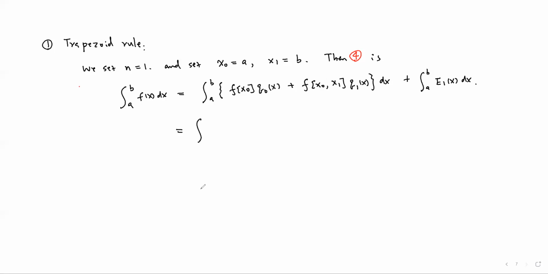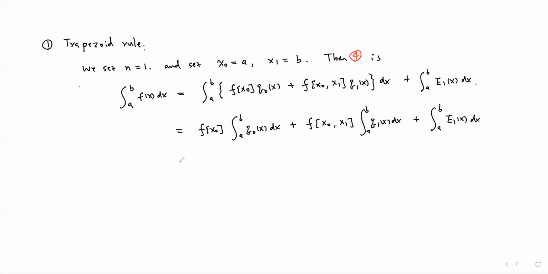So in detail, the coefficients are constant. So f x0 times integral AB of q0 dx. I move out the constant, then integral AB of q1, and then error. x0 is a. The divided difference of a single point is the function value. So actually, this is a function value at a.